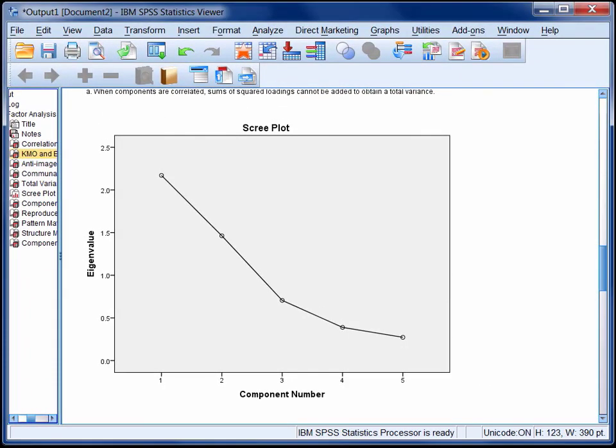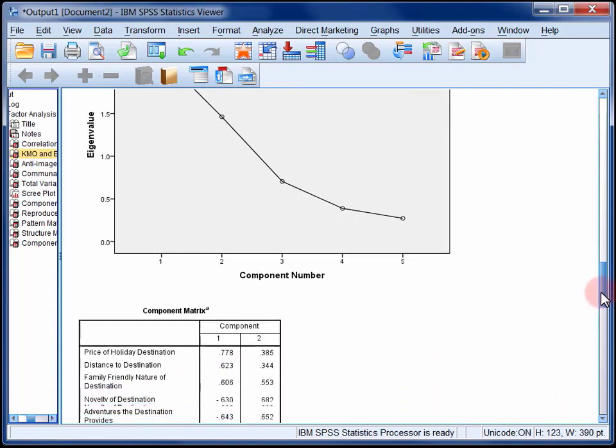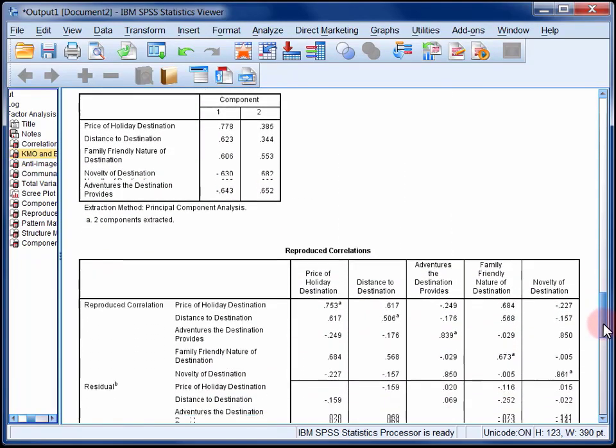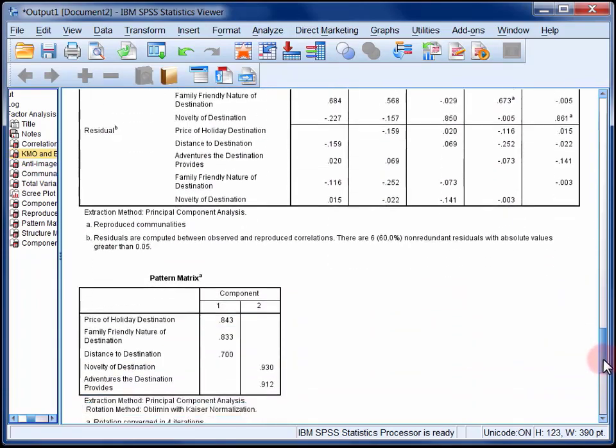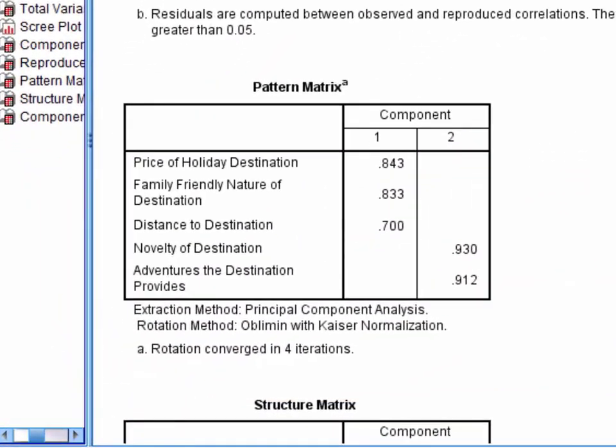The next question to ask is, what do these 2 components actually look like? And to answer this question, we need to keep scrolling. For now, we'll scroll past the component matrix and the reproduced correlations matrix, and we'll stop at the pattern matrix. When you run an oblique rotation, this is generally the table that you'll be looking at to interpret your components. It contains what we commonly refer to as loadings. Now I've organized this table to make it easy to interpret, and I've done that by sorting the loadings by size and by hiding very small loadings, so loadings which are under 0.3.